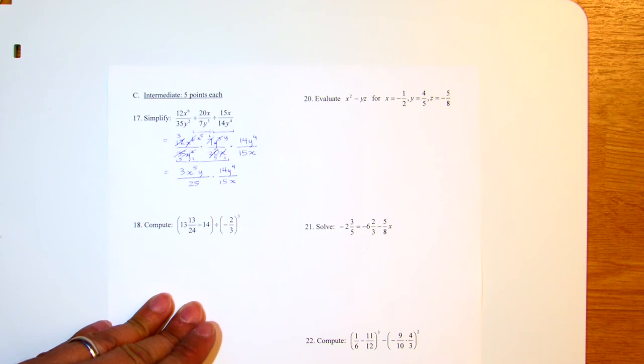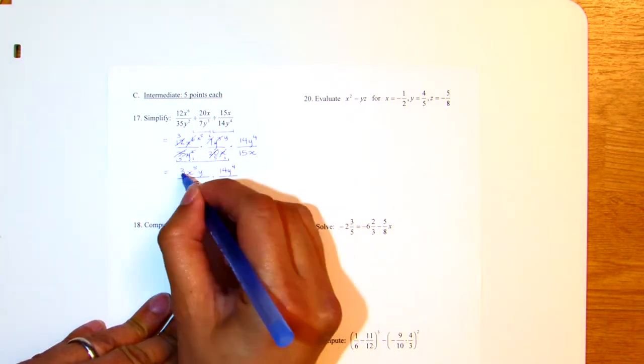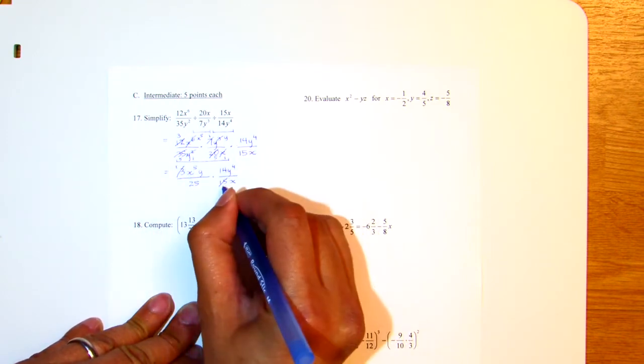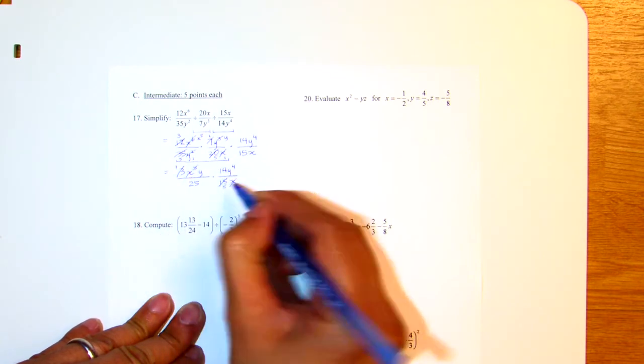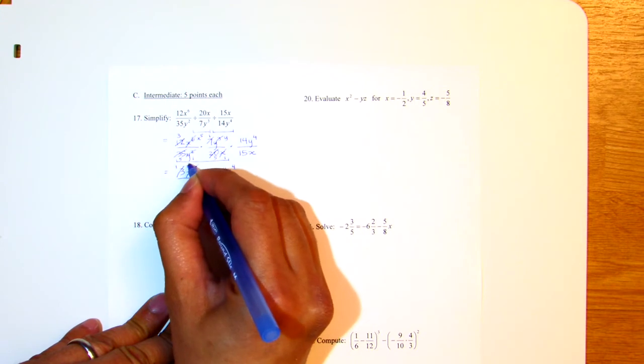Okay, now from here I see, can I do further cross cancelling? I can cross cancel the 3 and 15 by 3. This is 1 and this is 5, and then I can cross cancel the x to the 5th and x here. This becomes 1. This becomes x to the 4th.